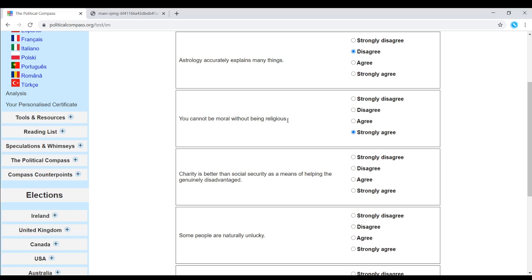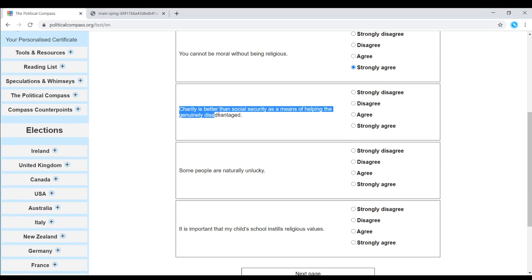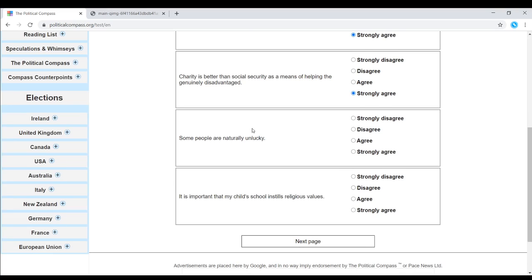It's just not worded very well. Charity is better than Social Security as a means to helping the genuinely disadvantaged. Yeah, it is. I made a whole video on that. That doesn't mean that Social Security doesn't have a place in society, but charity is better than Social Security.